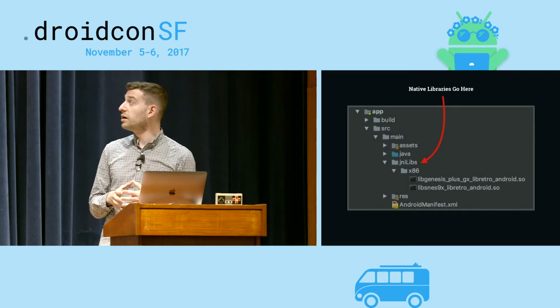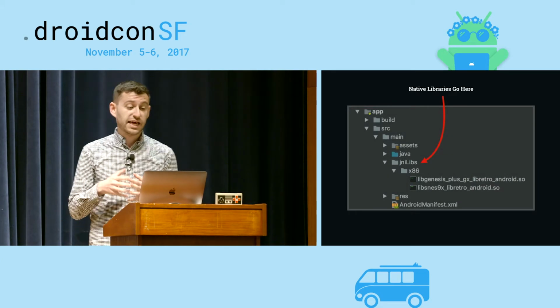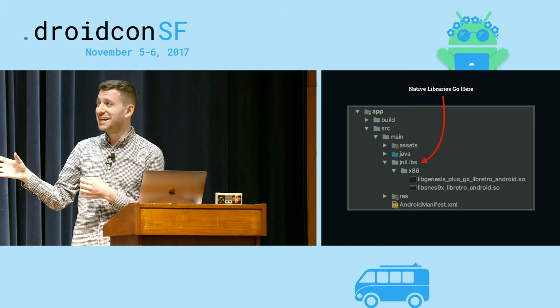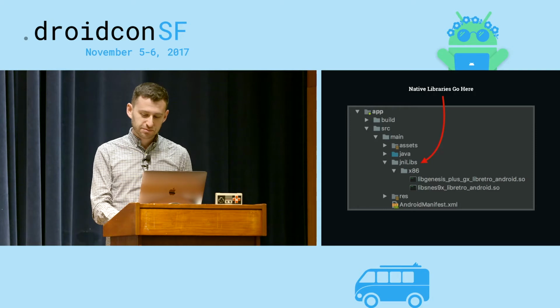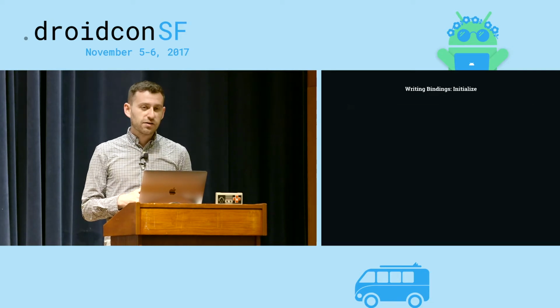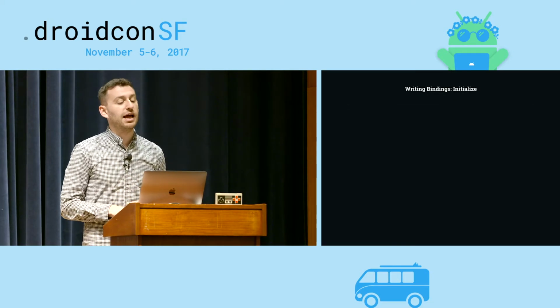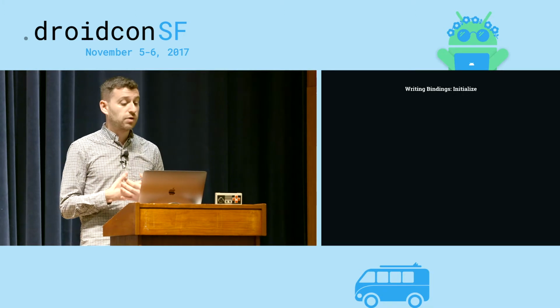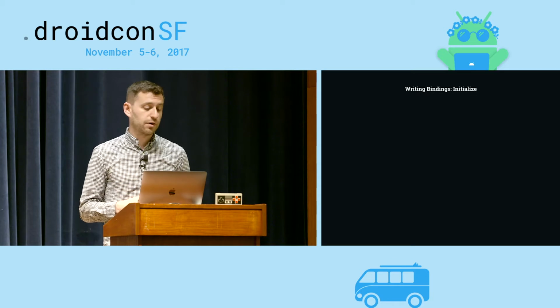If you're wondering where your native libraries are actually going to live, they can go into the JNI libs directory. Even though it says JNI and not JNA, it works. So now that we have our dependency in place and we have the native libraries somewhere where JNA can find them, let's look at actually writing some bindings for this real library.